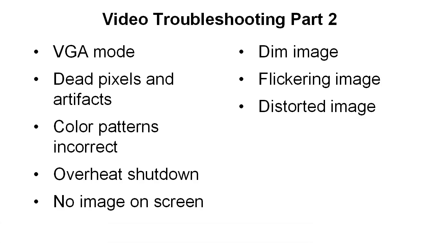Distorted image. This could be a problem with the GPU. If the GPU overheats, it might not just shut down and display nothing and the monitor goes amber. It might actually distort the image or a part of the image. Also, if the display is damaged, you could get a distorted image in a portion of the display. So that's a possibility as well.